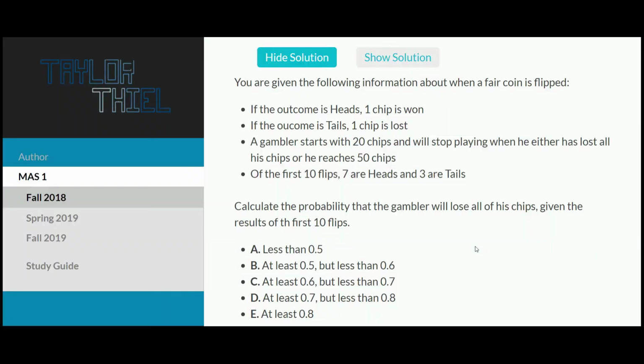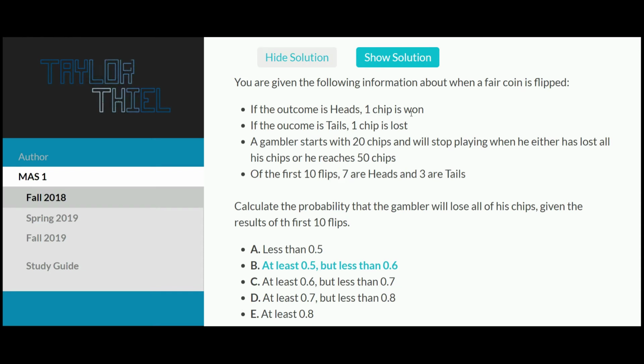You are given the following information about when a fair coin is flipped. If the outcome is heads, one chip is won. If the outcome is tails, one chip is lost. The gambler starts with 20 chips and will stop playing when he either has lost all of his chips or he reaches 50 chips. Of the first 10 flips, 7 are heads and 3 are tails. Calculate the probability that the gambler will lose all of his chips given the result of the first 10 flips.